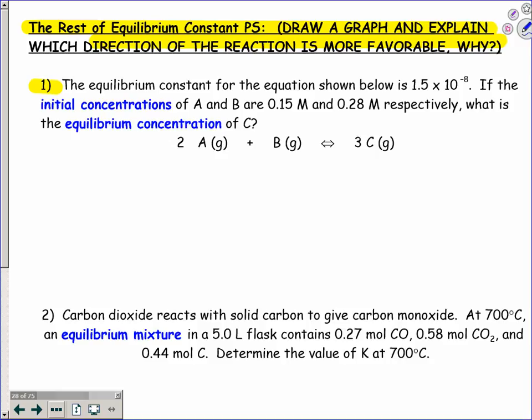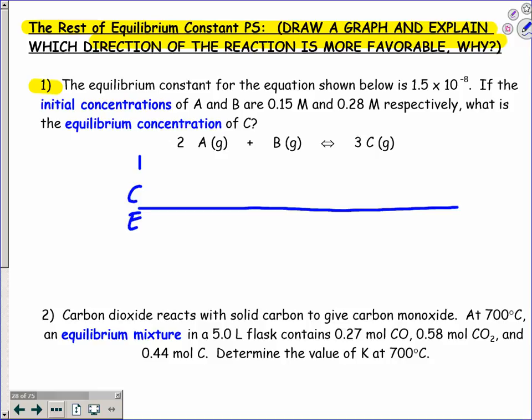Okay, so let's set up an ICE table. Do I know the changes? Yay or nay? If I don't know the changes, I'm going to call them X, and I can make an appropriate number of X's, like 2X, 3X, 5X, whatever. We're going to solve for X using algebra. So set up an ICE table, or write your equation out first: 2A plus B equilibrates to 3C.